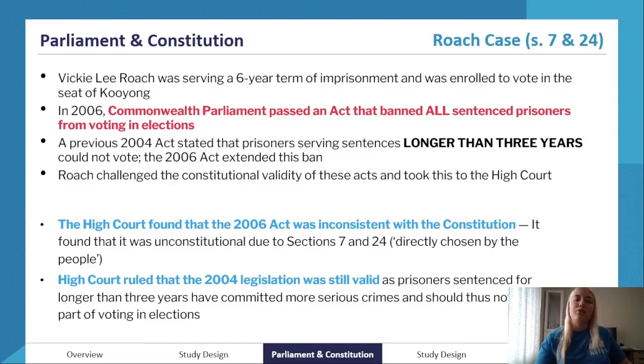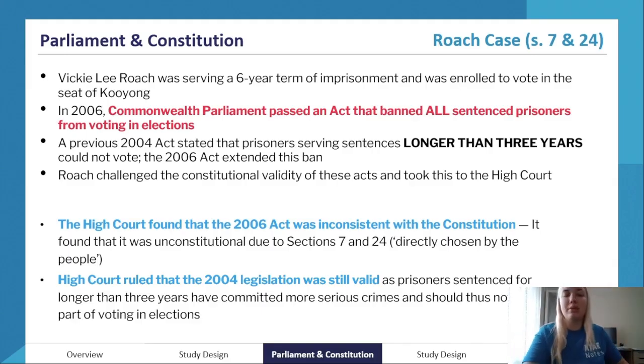So their decision was to abolish the 2006 Act and declare it ultra vires, beyond the scope of the powers of Parliament. However, they said that the 2004 legislation banning prisoners from voting if they were serving longer than 3 years could remain in operation, because prisoners serving more than 3 years have committed more serious crimes and thus should not be a part of voting in elections.